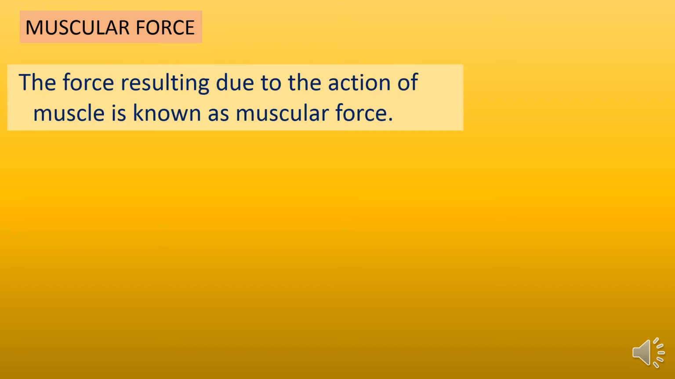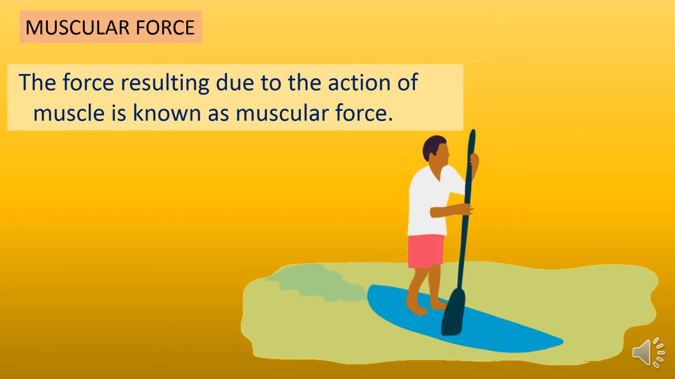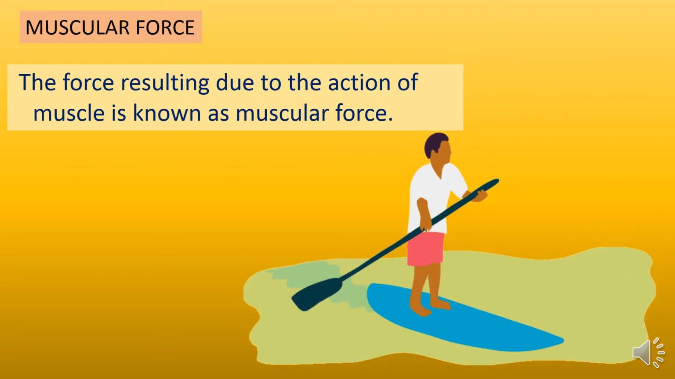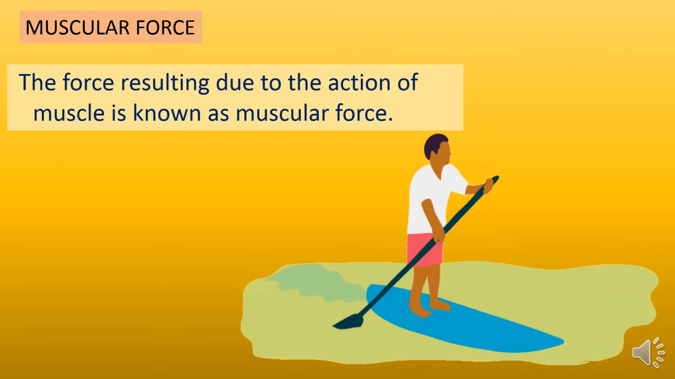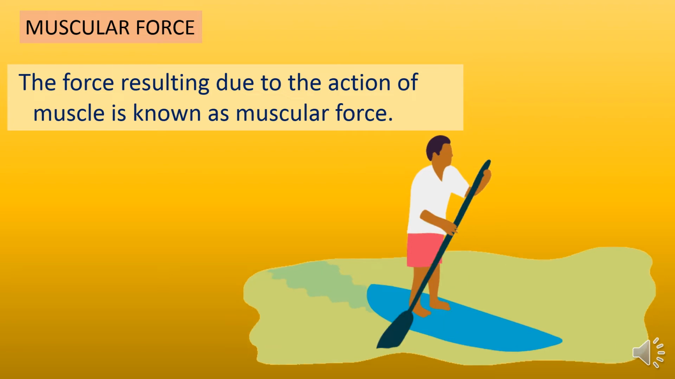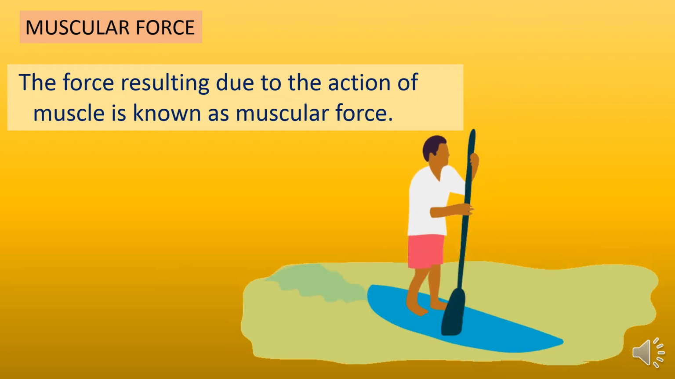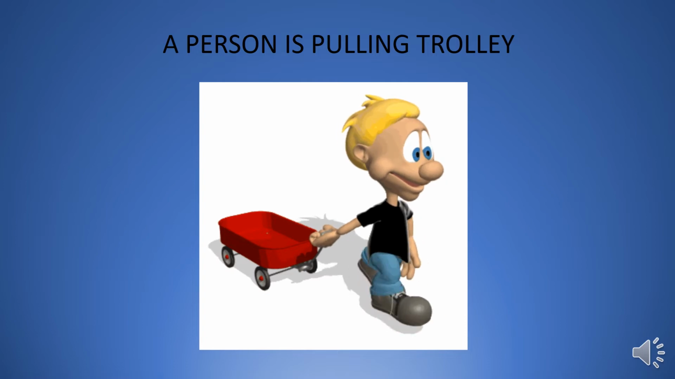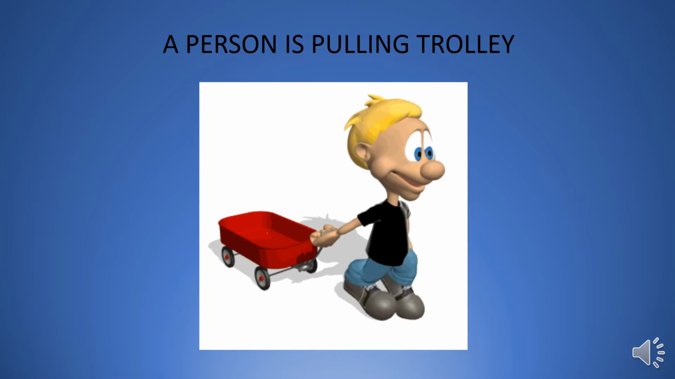It can be possible with the help of muscular force. So how can we define muscular force? The force resulting due to the action of muscles is known as muscular force. You can observe here the man is rowing the boat. Then one more example: a person is pulling a trolley. Here the person is pulling the trolley with the help of muscles itself.